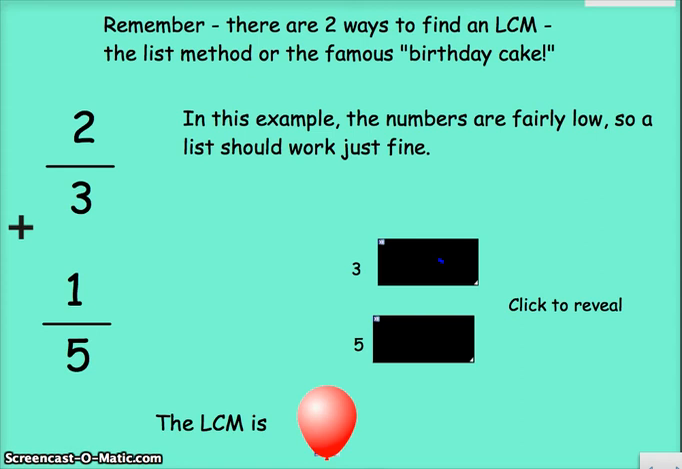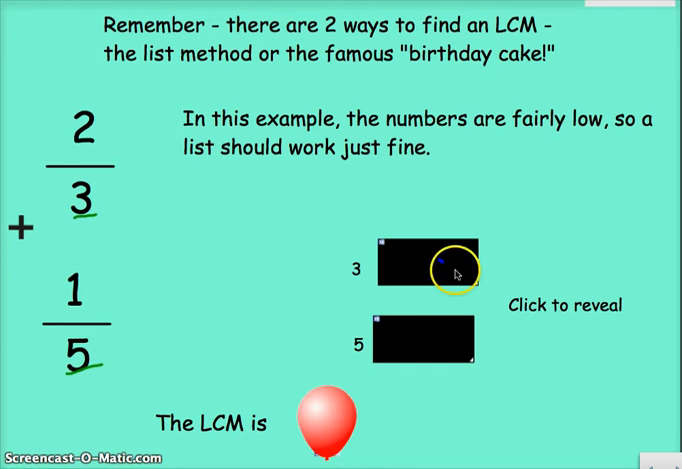In this example, the numbers are fairly low, a 3 and a 5. So we really can do it by just listing. You could do it the birthday cake method if you wanted to with the Venn diagram, but it's just easier because the numbers are so low to simply list them. So take a minute and think about the number 3 and list in your mind 4 or 5 multiples of 3.